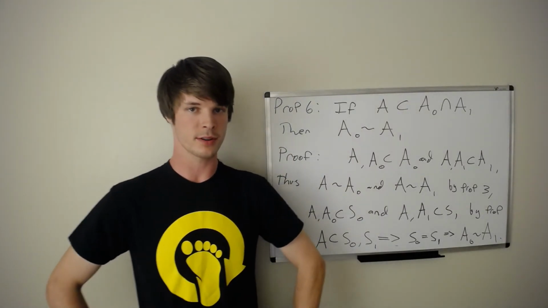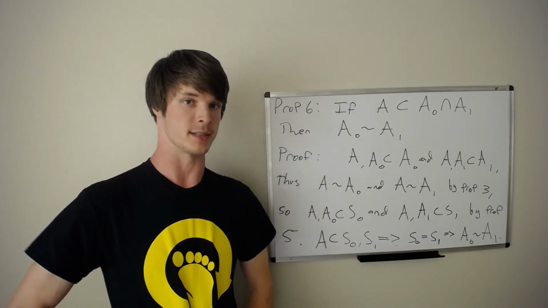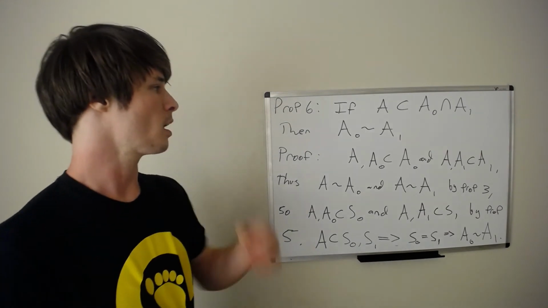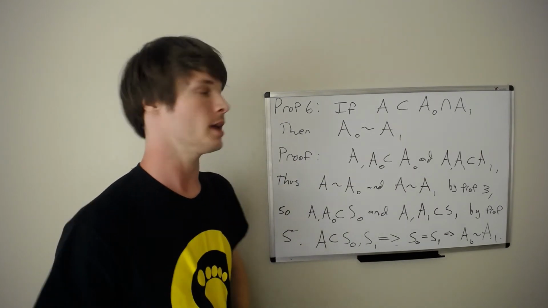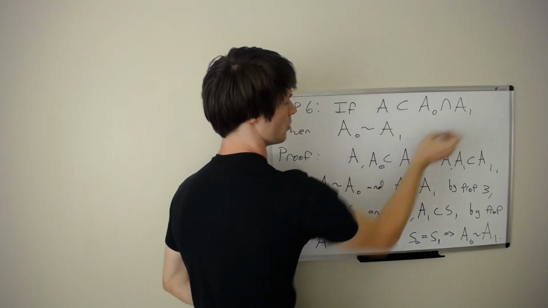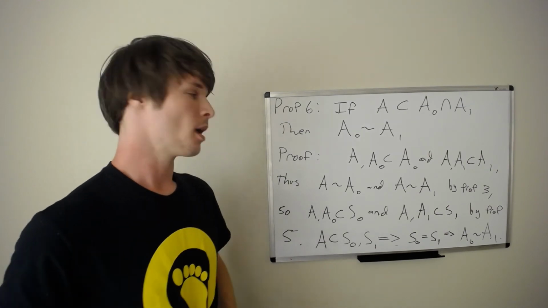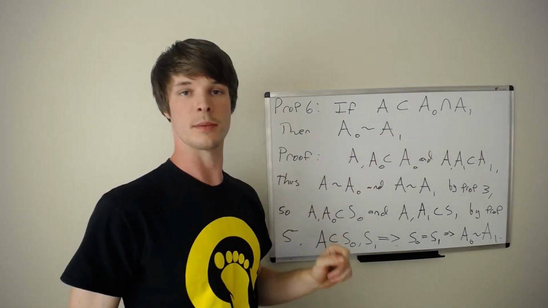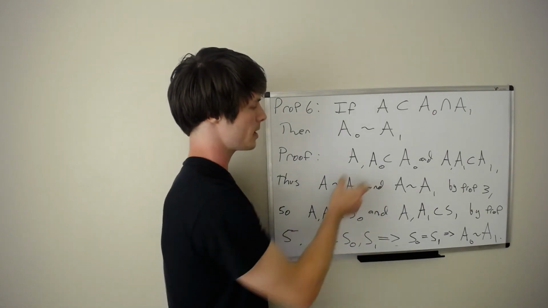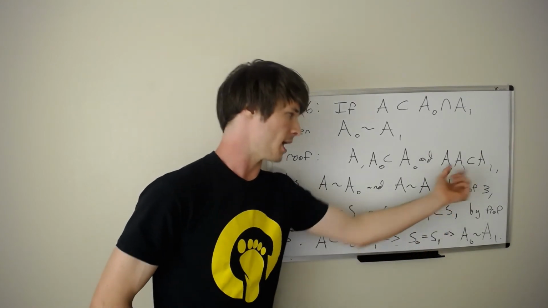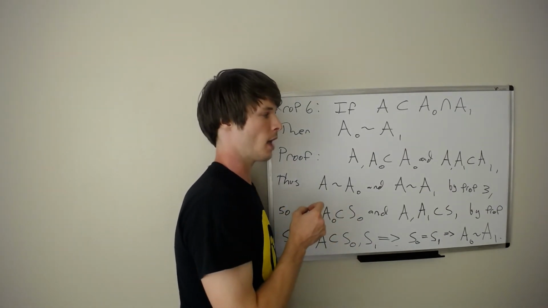Okay, so now here's our last proposition before I go ahead and prove the theorem that this relation of atlas compatibility is in fact an equivalence relation on smooth atlases. This proposition is that if I have A, some smooth atlas, contained inside the intersection of two other smooth atlases, A0 and A1, then it has to be that A0 is compatible with A1. And let's see why. If A is some smooth atlas contained inside the intersection of A0 and A1, then clearly A and A0 are both contained in A0, and A and A1 are both contained in A1. Therefore, by proposition 3, A is compatible with A1 and A is compatible with A0.